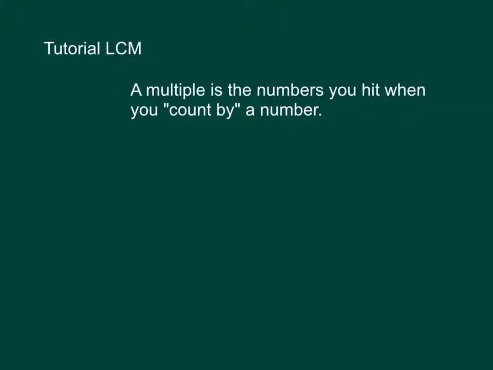This is the tutorial for LCM, or lowest common multiple. A multiple is the number you hit when you count by a number. So multiples of 3 would be 3, 6, 9, 12, and on and on. Multiples of 2 would be 2, 4, 6, 8, 10, and on and on.